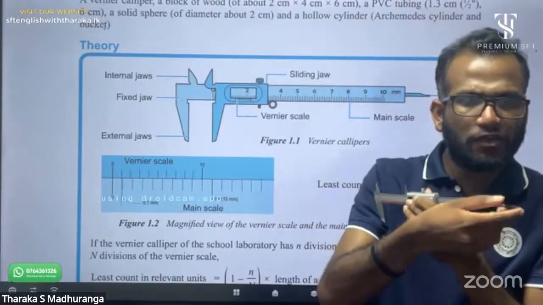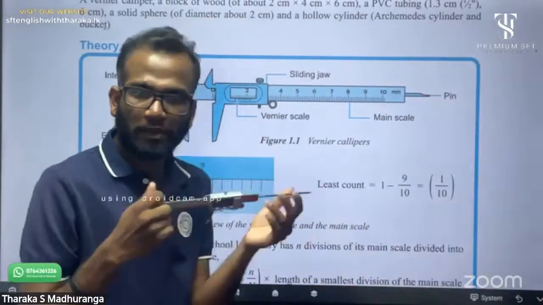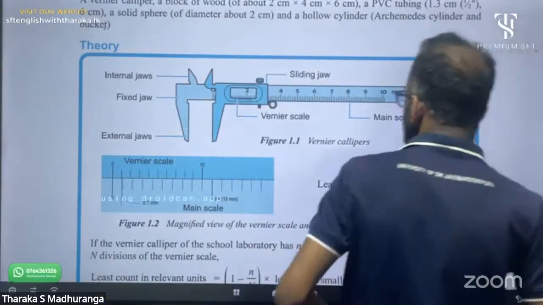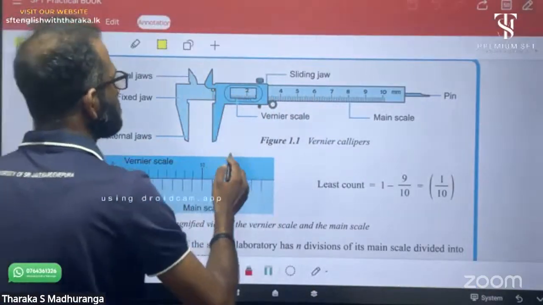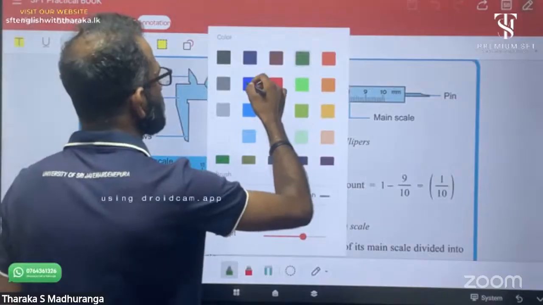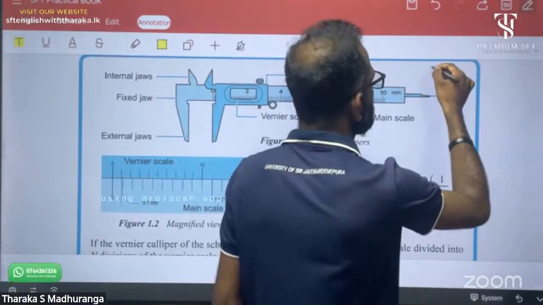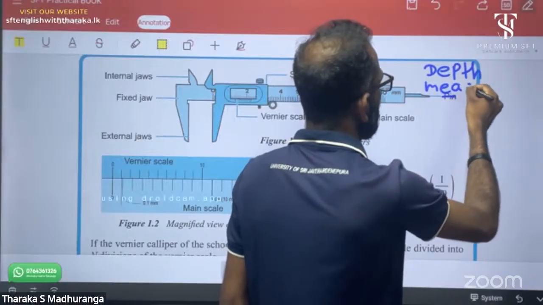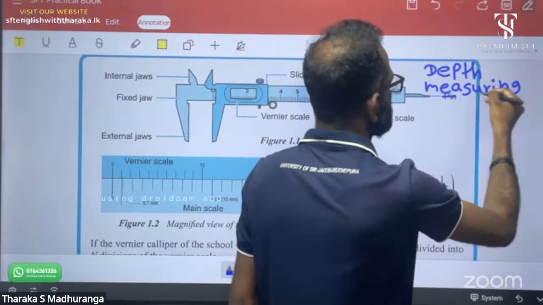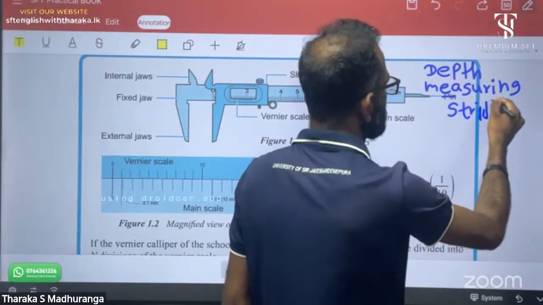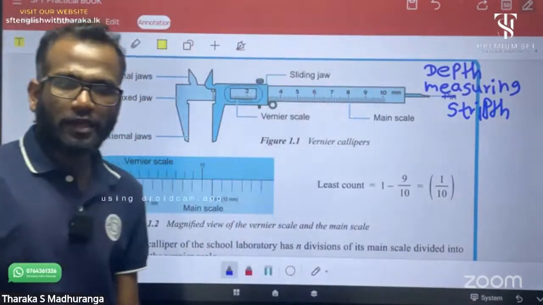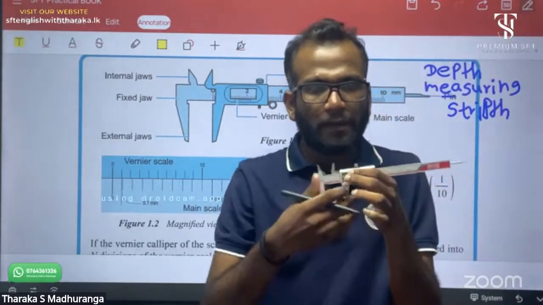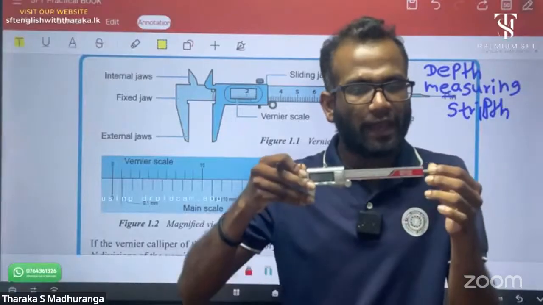What is the meaning of this? It is the pin, or depth measuring strip. Depth measuring strip. These are the main parts of the vernier caliper: internal jaws, external jaws, vernier scale, main scale, and depth measuring strip.